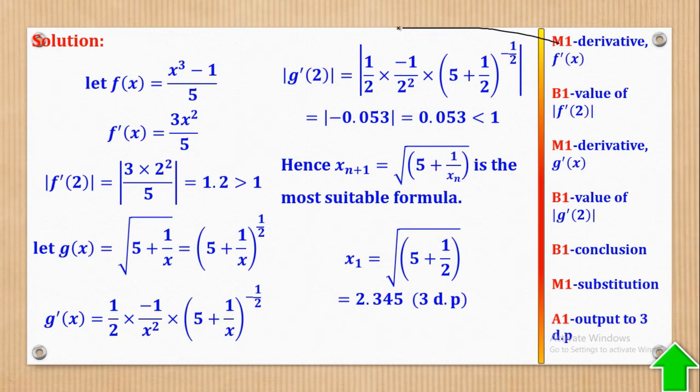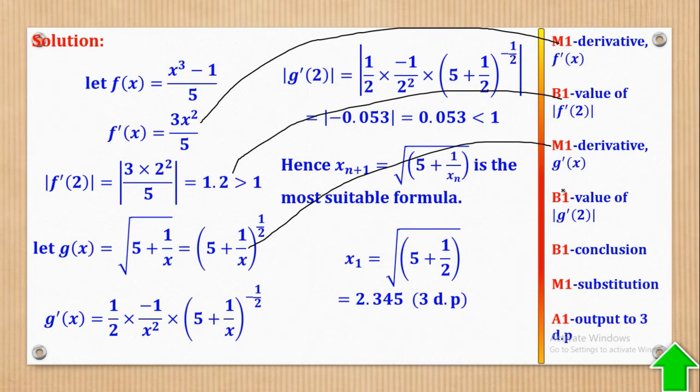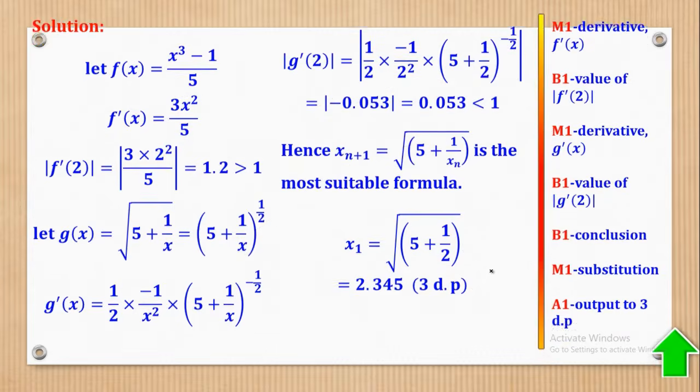So M1 for derivative, B1 for the substitution, B1 for conclusion, M1 for substitution, A1 for output to the required accuracy.